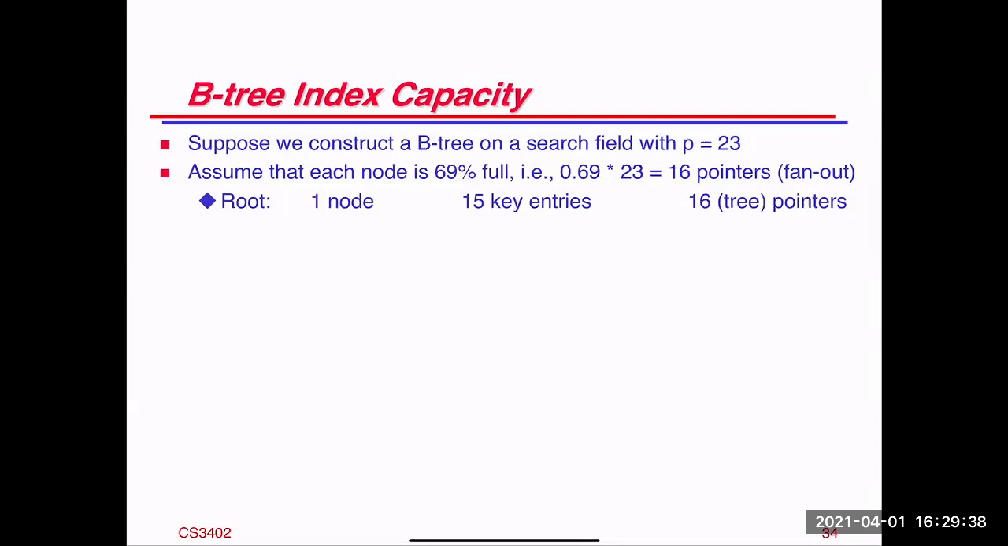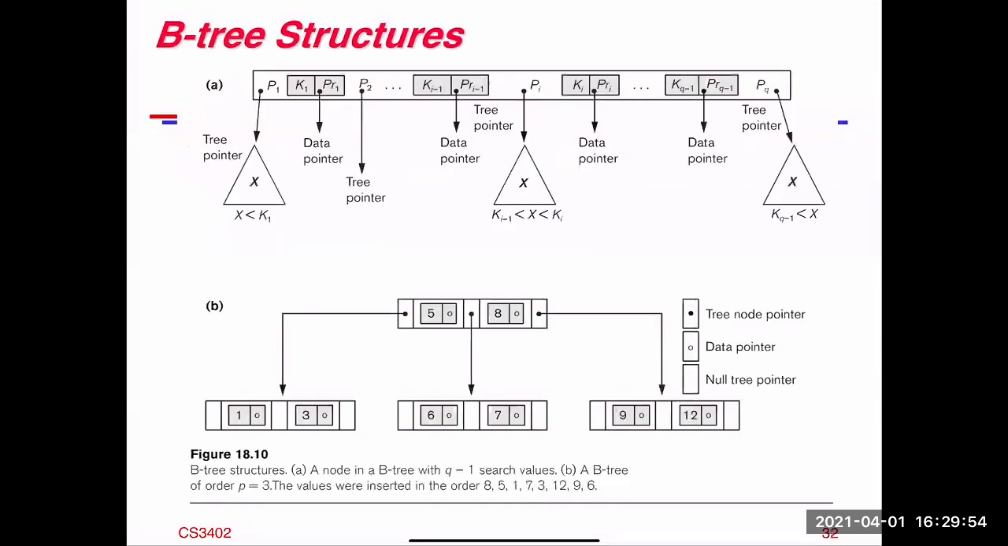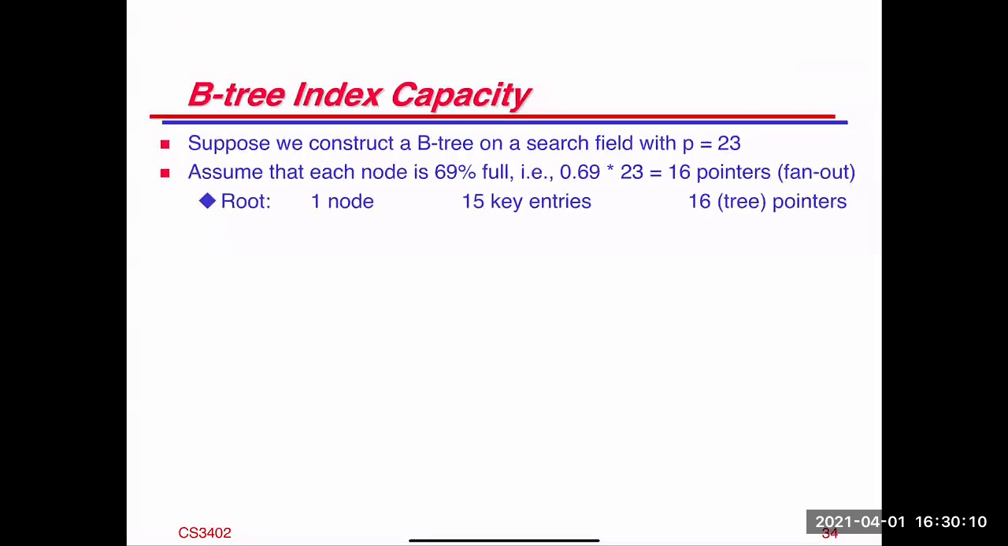So what about the root? Well, of course, we only have one node on the root level, and we have 16 tree pointers, right? So that's our assumption here. And therefore, we have 15 key entries. So why do I have one key entry less? Well, that follows immediately from the structure here, right? You can see that you always have one more tree pointer than you have pairs of keys and data pointers. So that's why we have 15.